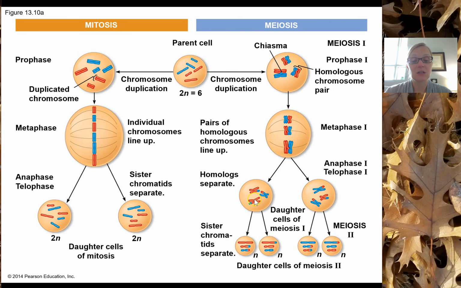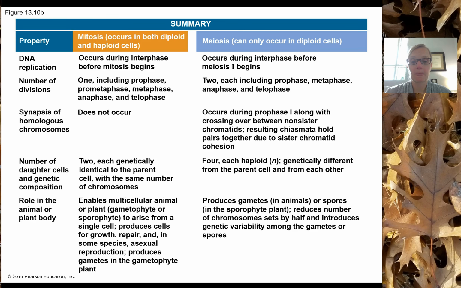So in this case, each individual duplicated chromosome will line up by itself at the metaphase plate, just like what you see here in mitosis, separating the sister chromatids, so that you end up with 4 daughter cells, each with only half the number of chromosomes the original parent cell had. Right, so the original parent cell here had 6. Each of those daughter cells now only has 3 chromosomes. So they're all haploid. They're also all genetically different from each other as a result of crossing over and the assortment of chromosomes at the metaphase plate.